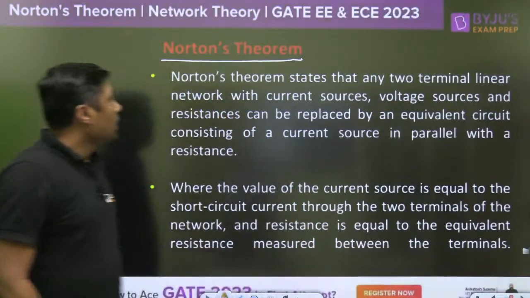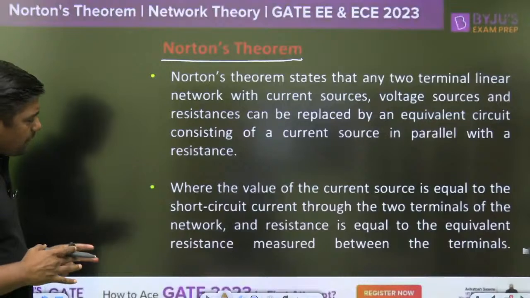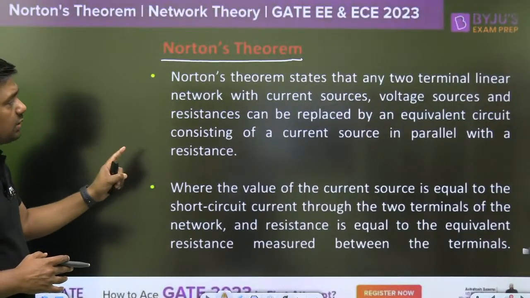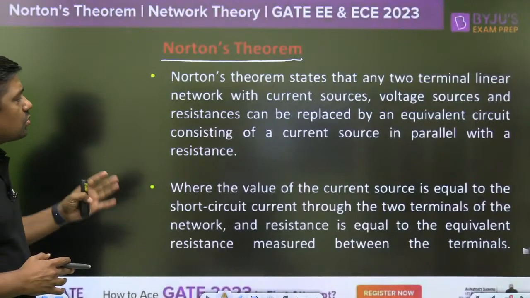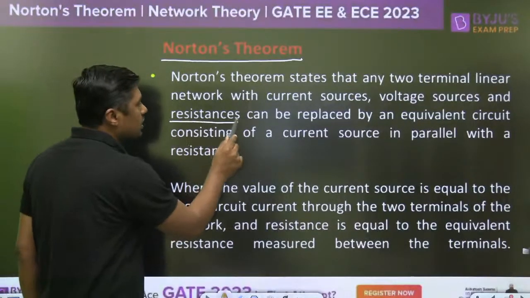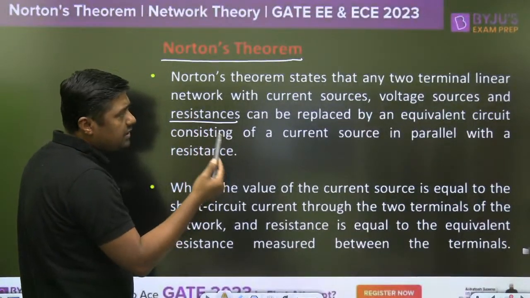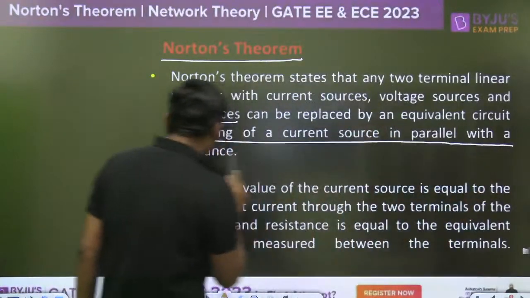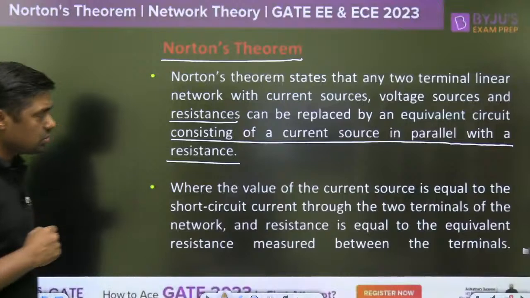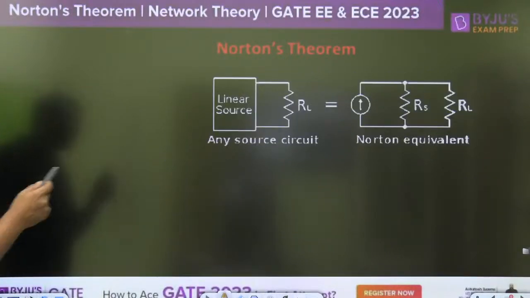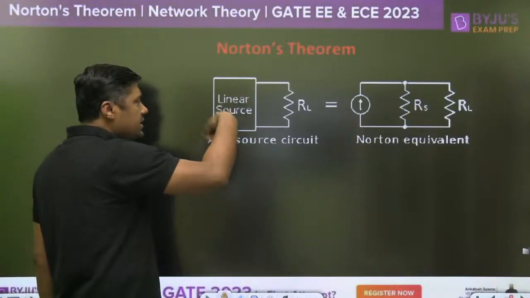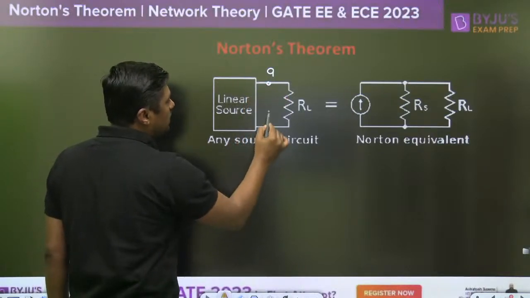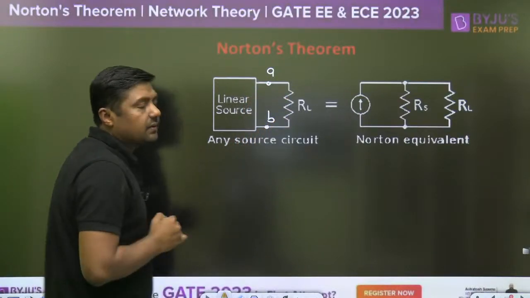Now, what is Norton's theorem? Simply a statement that any two terminal linear network with current sources, voltage sources and resistances can be replaced by an equivalent circuit consisting of a current source in parallel with a resistance, right? Current source in parallel with the resistance. So that is the diagram. Any linear network, like this is the point A, this is the point B, and the load resistance is connected here.